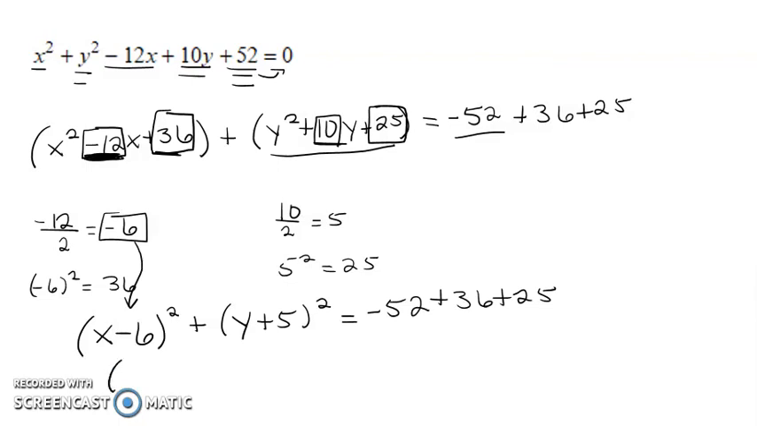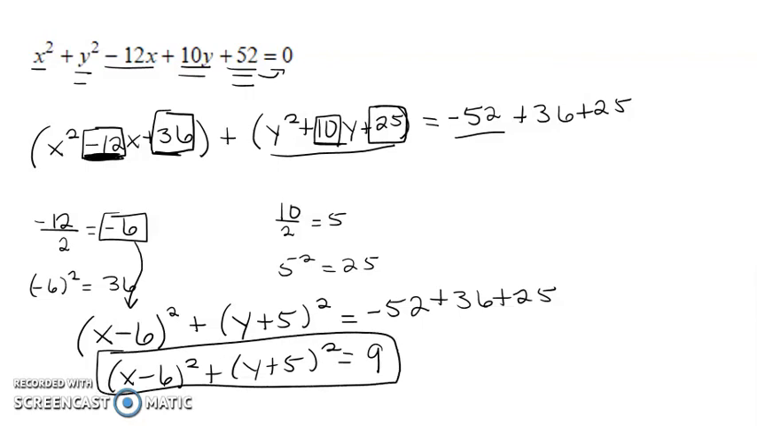And if you simplify this all the way down, I've got x minus 6 quantity squared plus y plus 5 quantity squared equals, well, negative 36 plus 25, that's 58. Oh, I'm sorry, 61, right? And then 61 minus 52 is 9. Sometimes I can't do math, so. All right, and that is how you go from general form to standard form.